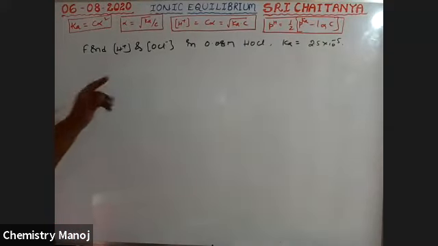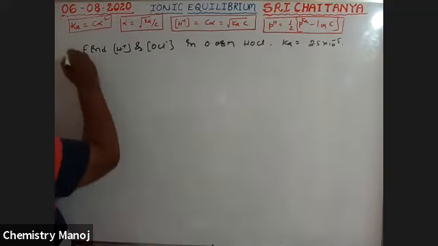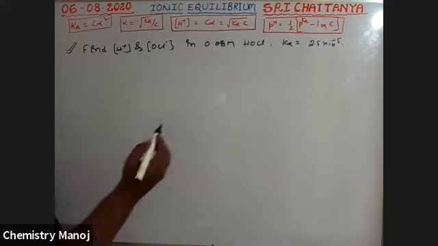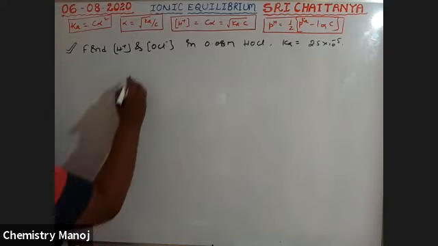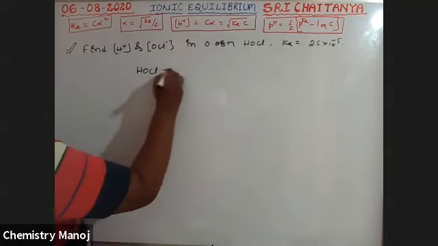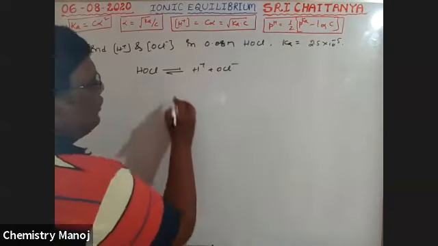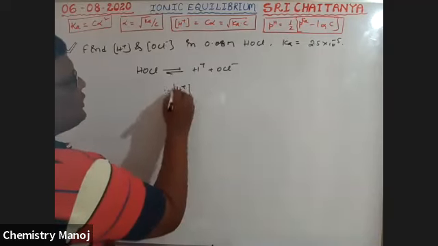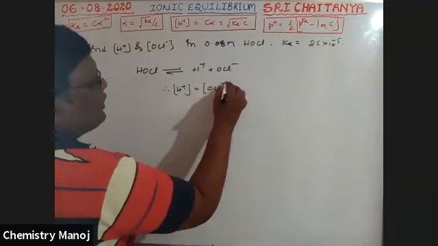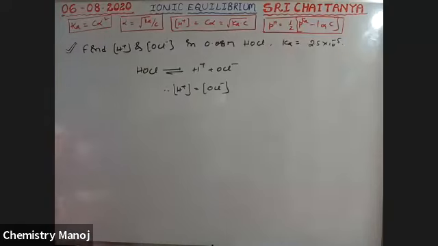So this is the question here. Once again I will solve the problem. Here HOCl is in reversible equilibrium with H plus and OCl minus. Therefore H plus ion concentration is equal to OCl minus concentration. So first of all, find out H plus concentration.